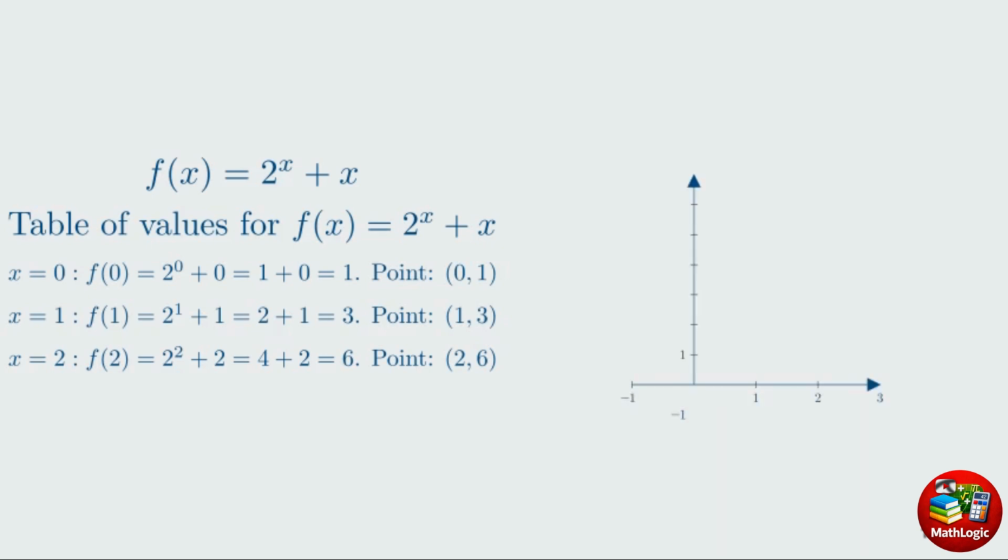Now, let's plot these 3 points on our graph. Connecting these points reveals the shape of our function, f(x). It's an increasing curve that grows more steeply as x increases. This is a combination of an exponential and a linear function.